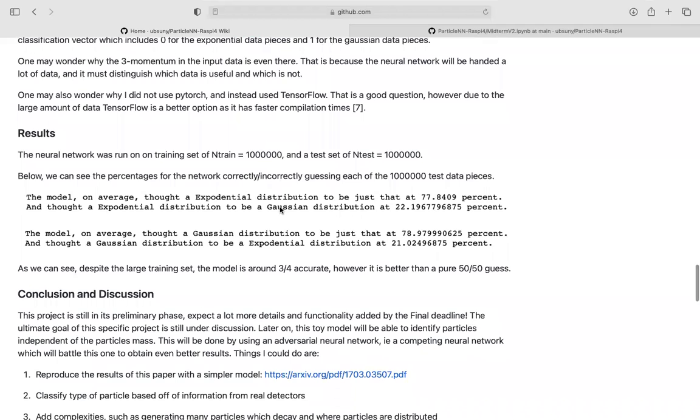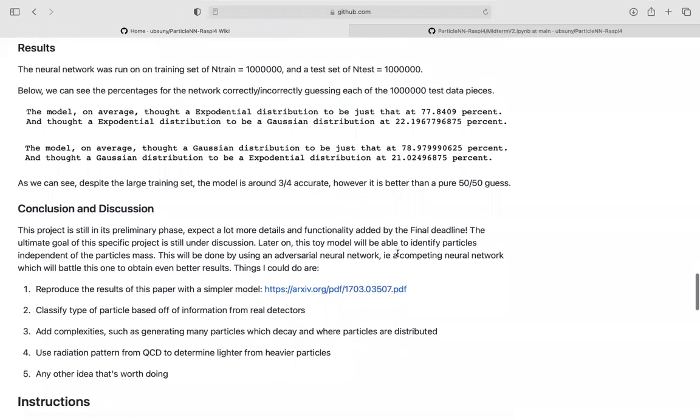As far as the results go, the neural network was trained on a set of 1 million data pieces, and it was tested on 1 million data pieces. After all of that was done, these are the test results for the test data set. As we can see, it is around 3 out of 4 accuracy. However, it's better than a pure 50-50 guess, which would be the bare minimum. So it is doing better than pure guessing. However, it's not very accurate yet, so we're going to have to make some changes.